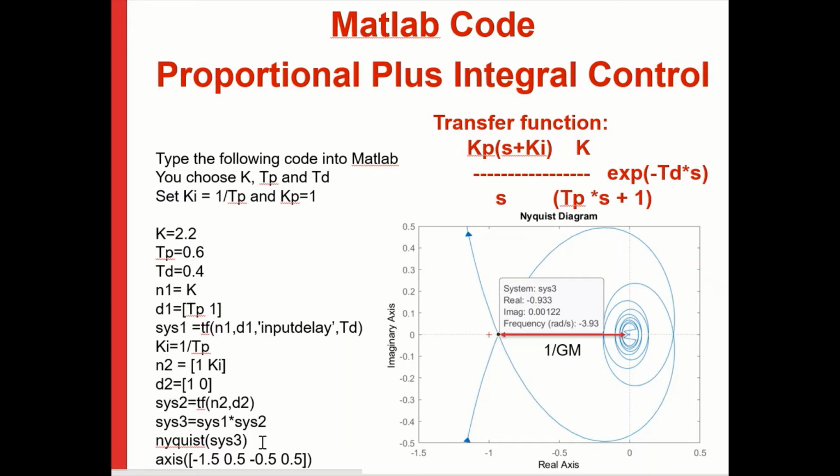I then do a Nyquist, and I've used an axis command here just to make the graph on a nice scale for us. And if we then measure from here to here, this time by clicking on that point there, it's 0.933, so the gain margin is 1 over 0.933. So as you add integral action in, what tends to happen is the gain margin reduces. So this is quite close to 1. If we chose a gain of 1, this system would be almost marginally stable.